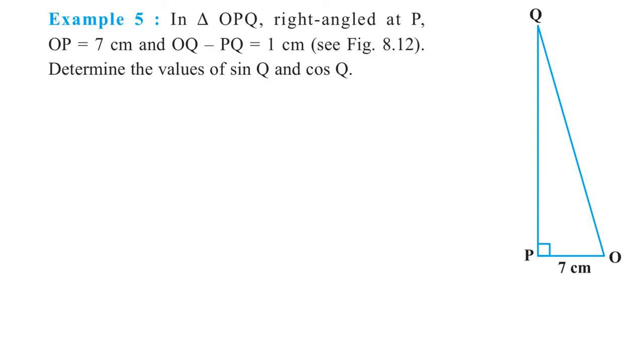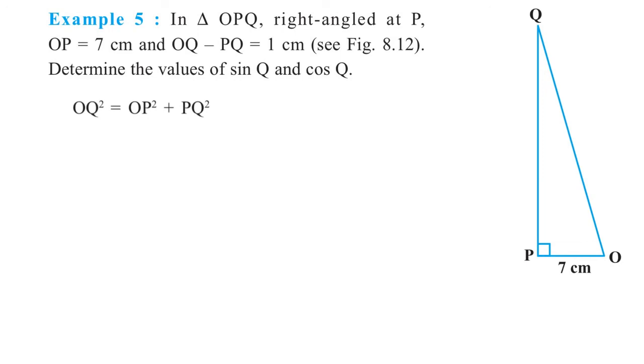Let's try this. In triangle OPQ, right angled at P, OP is 7 centimeters and OQ minus PQ is equal to 1 centimeter. Determine the values of sine Q and cosine Q. Can we apply the Pythagoras theorem for this right angle triangle? That's going to be OQ squared equal to OP squared plus PQ squared, because OQ is the hypotenuse.